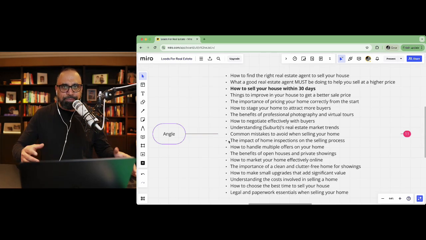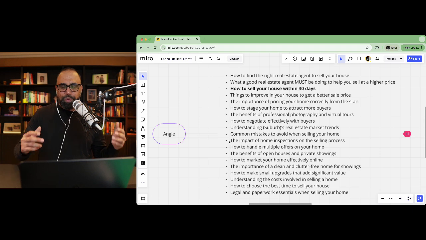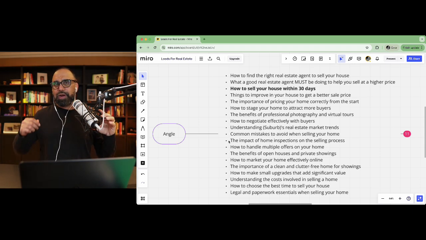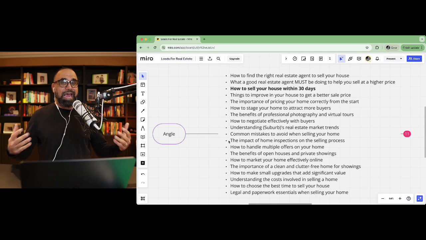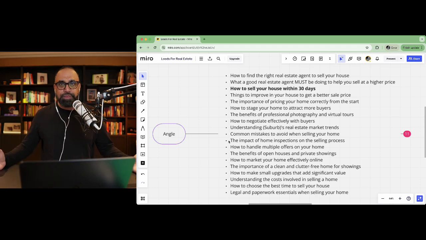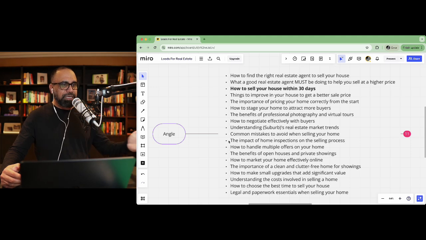So in this example, I'm only going to pick the angle saying I want to have clients. My criteria is this, right? I want to have people who want to list their house within 30 days. I want to have qualified people coming through the door, and I want them to be listing with me as soon as possible so that we can sell the house within 30 days. I'm looking for listings. I'm looking for those people who are ready to sell so that they can come to me, right?